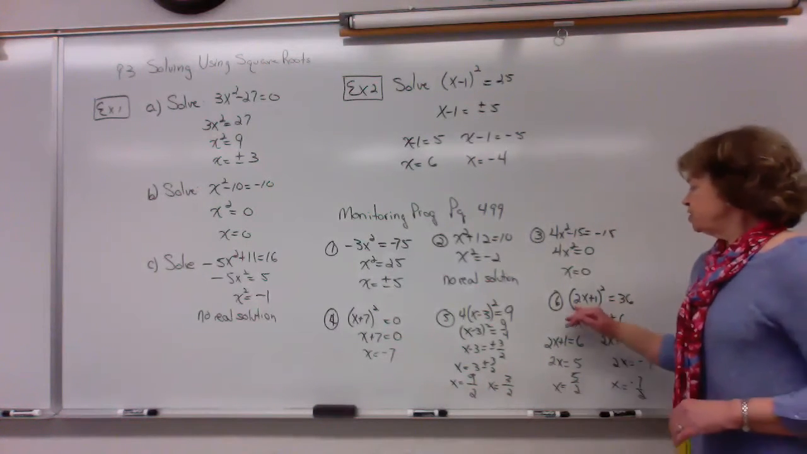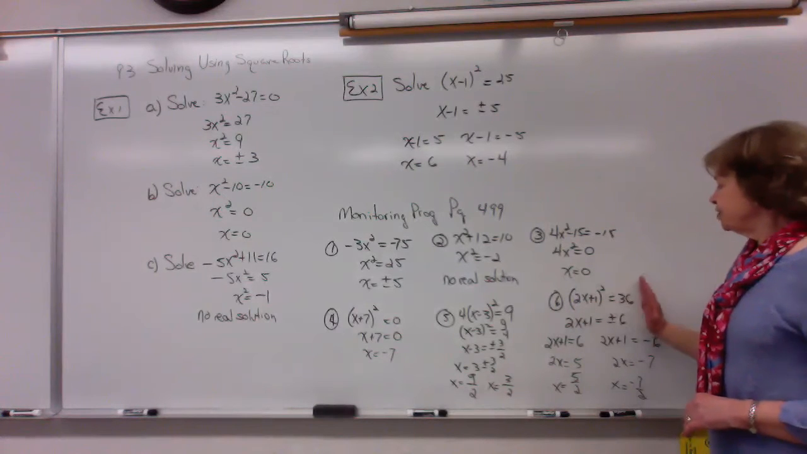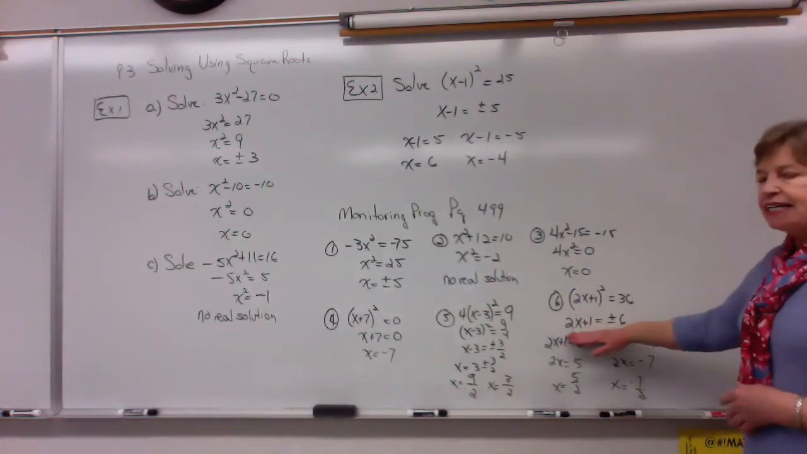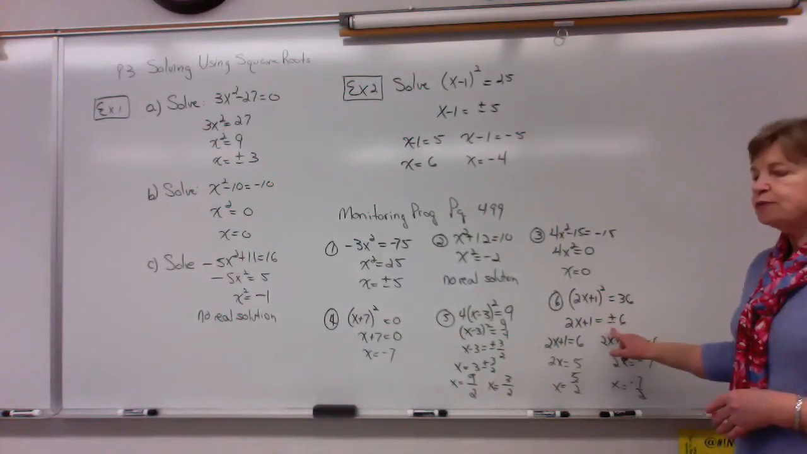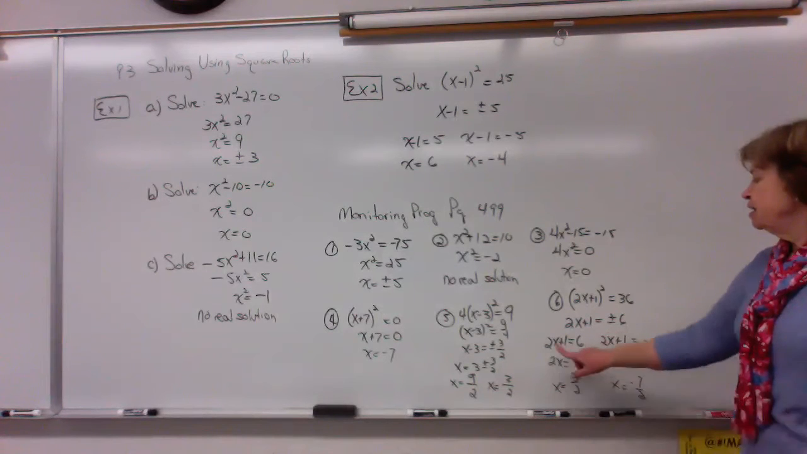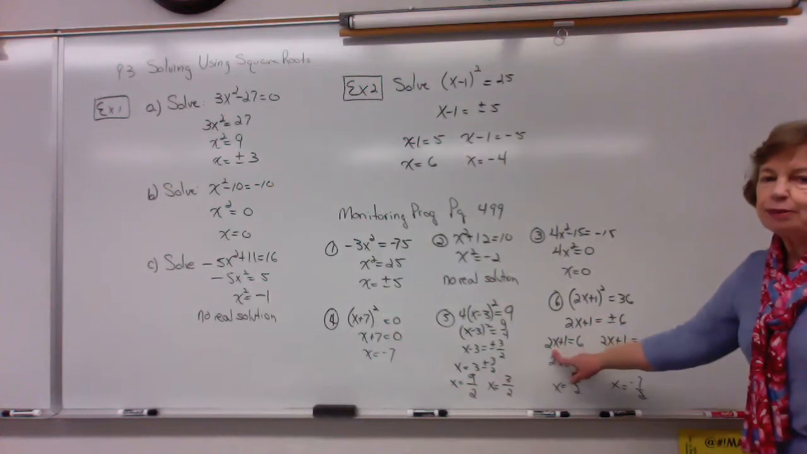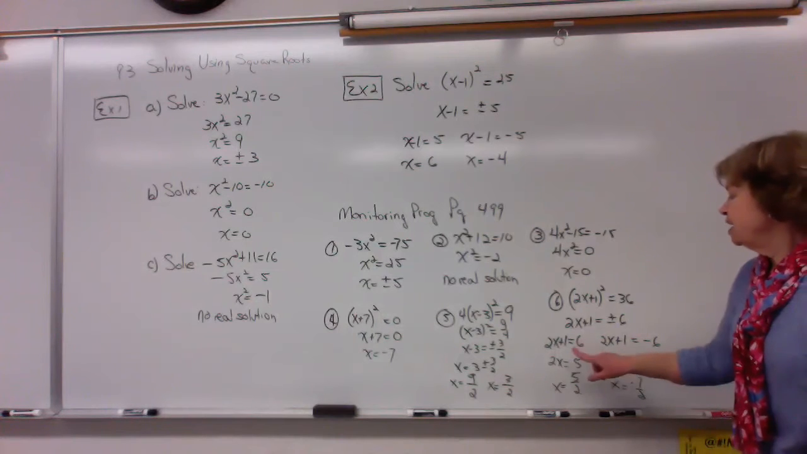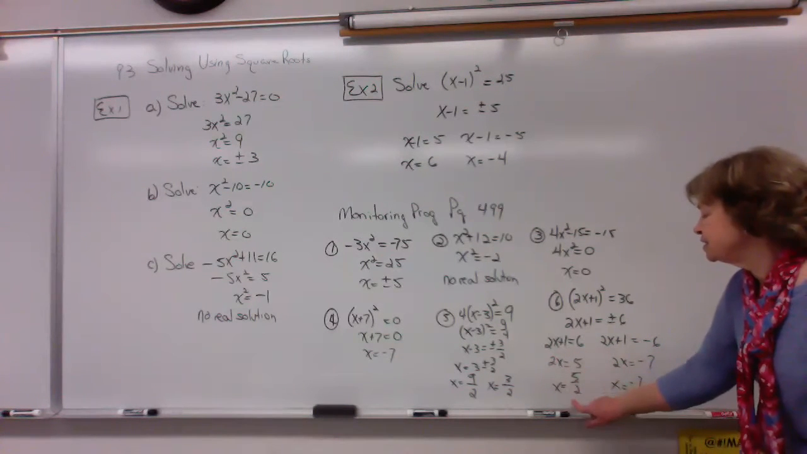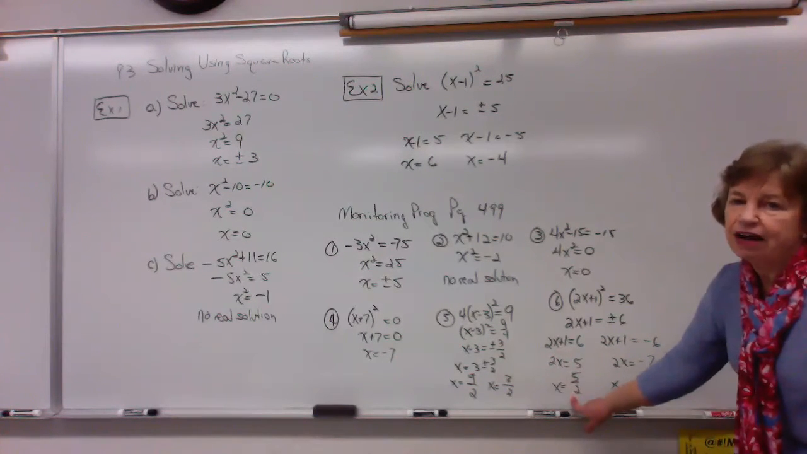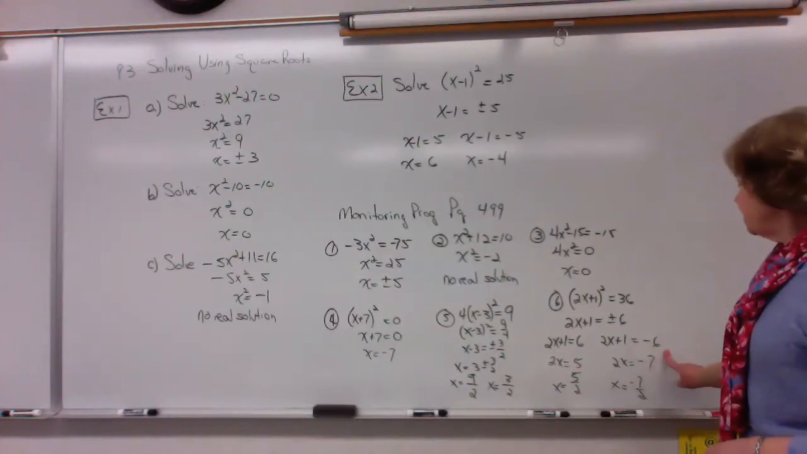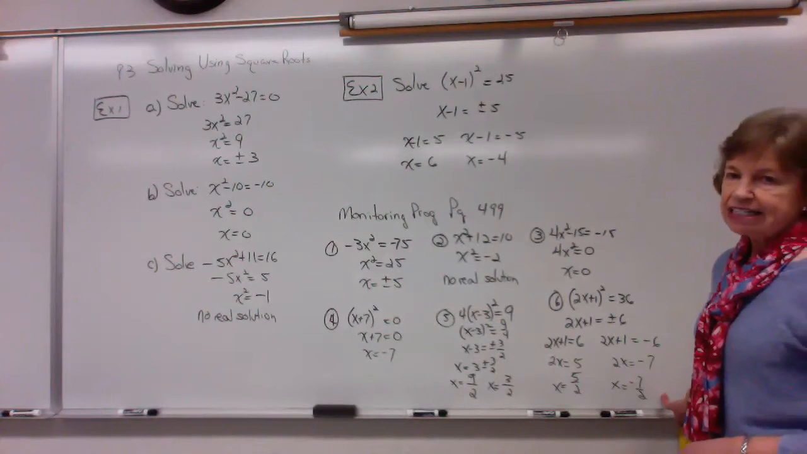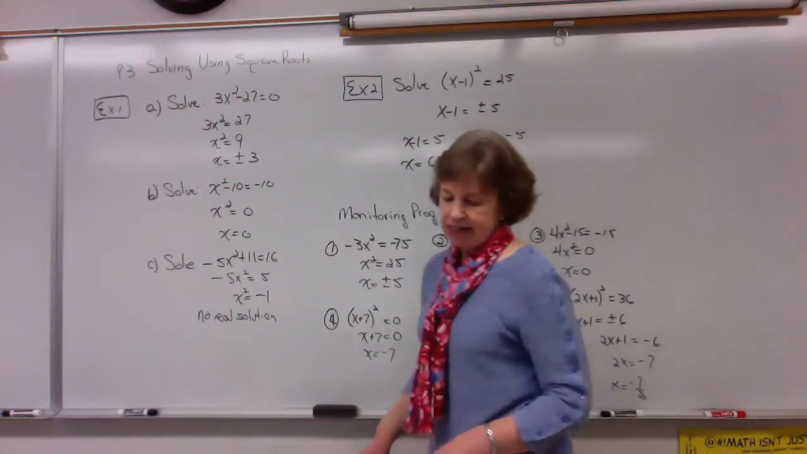And for the last one, 2x plus 1 squared equals 36. Again, I'm taking the square root of both sides, so 2x plus 1 equals plus or minus 6. That means 2x plus 1 might be positive 6, or 2x plus 1 might be negative 6. If it was positive 6, I'm going to solve and find out that x is 5/2. If it was negative 6, you're solving and finding out that x is negative 7/2.